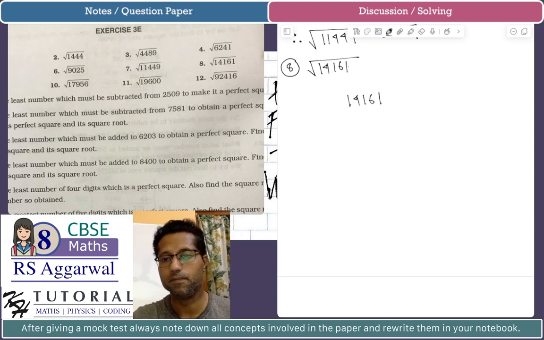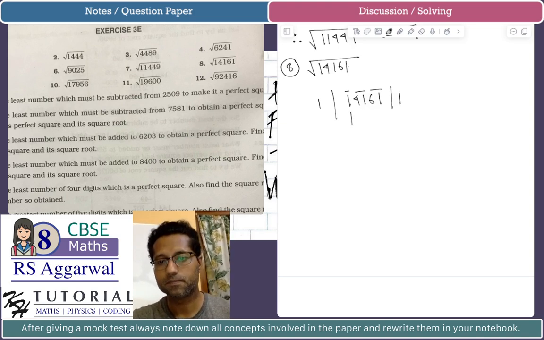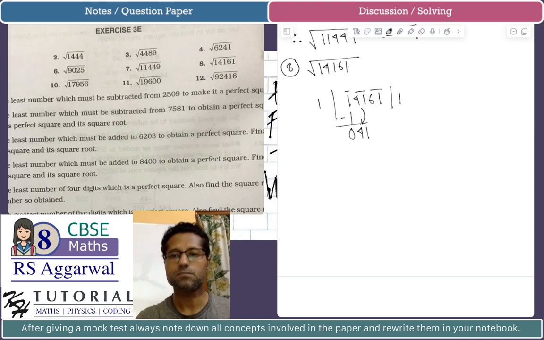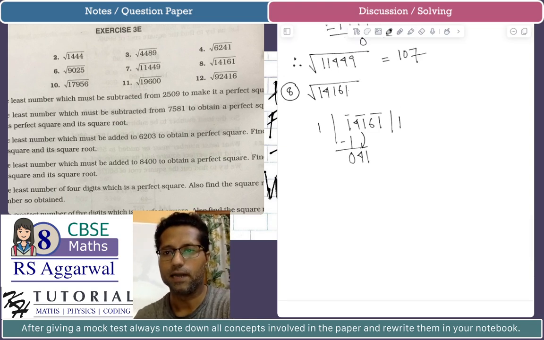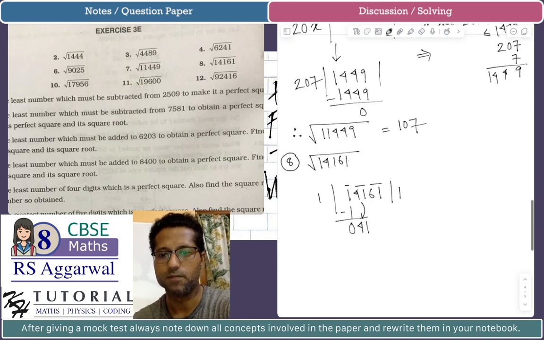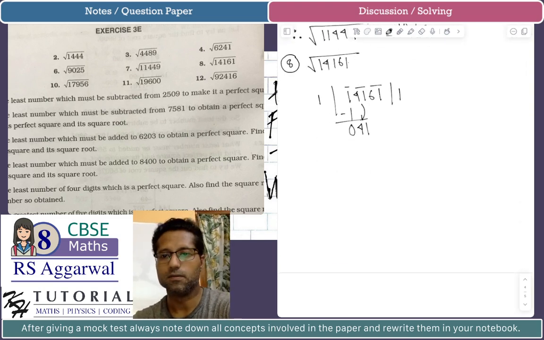We create the periods 1, 41, and 61. The leftmost period will be the dividend, and obviously the divisor will be 1, because 1 into 1 is equal to 1, and the remainder becomes 0. Then we will bring the next period, which is 41. Now I will not write detailed steps. Okay, let me do it. So the remainder 041 will be the next dividend.